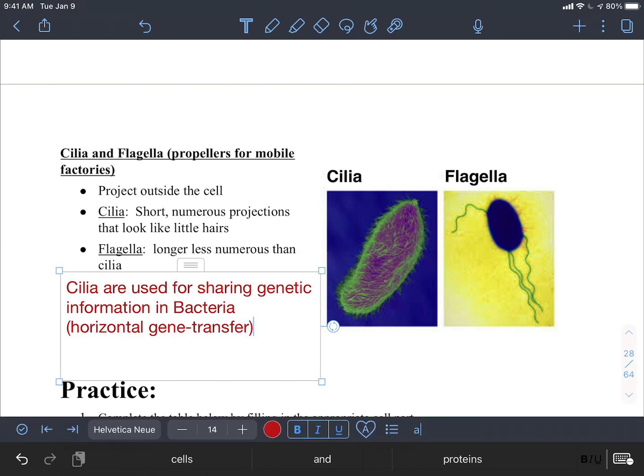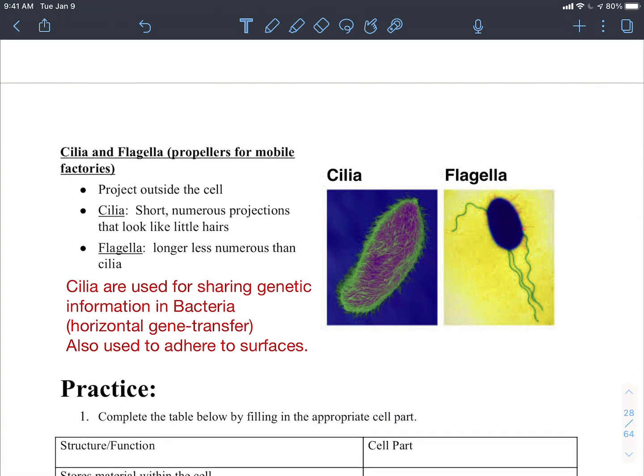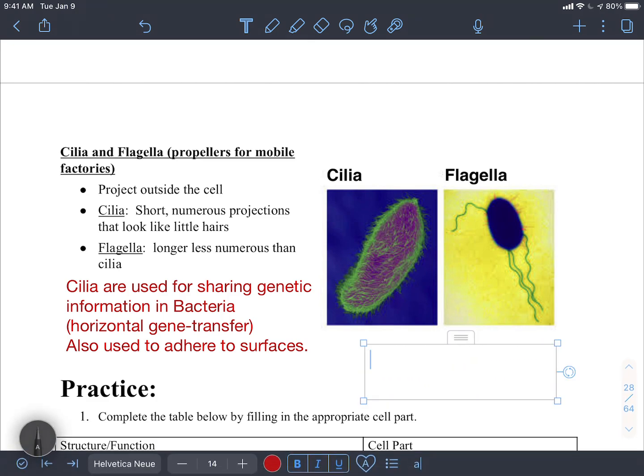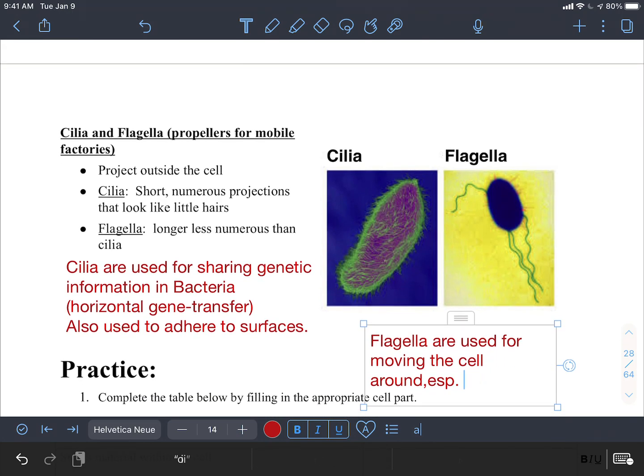And then flagella are usually used for motion. So cilia typically are used to kind of stick to things, to adhere to surfaces. Flagella are used for moving the cell around, especially in unicellular creatures.